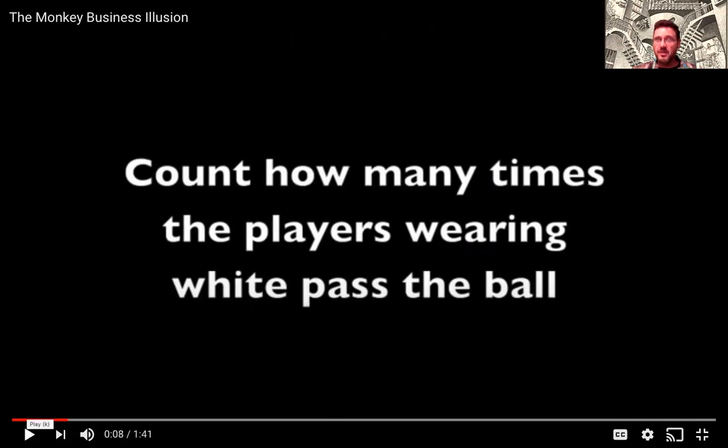Same instructions. It's a different video, but just notice this time, if you can, count the white shirted passes as accurately as before, but see if this time you do notice the gorilla. Don't let it make you lose count, but see if the gorilla is more noticeable this time, even as you're counting passes from white shirted players. Now that we know what to expect for sure, see what happens. Ready?